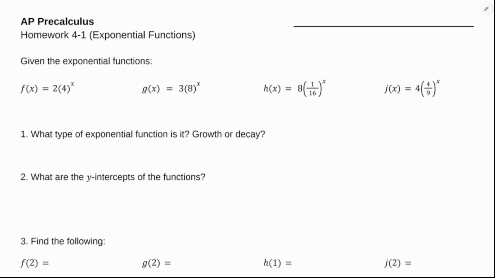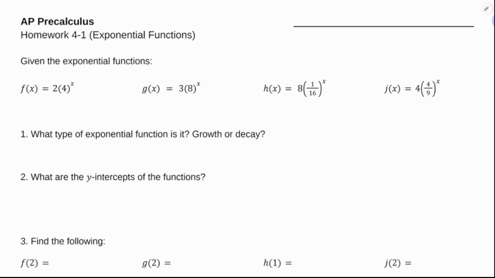Right. In this video, we're working AP Pre-Cal homework 4.1, which is about exponential functions. So the first few problems give you these four functions f, g, h, and j. And for each of the functions, we're going to ask what type of function it is, what the y-intercepts are, values of the functions, all sorts of stuff.